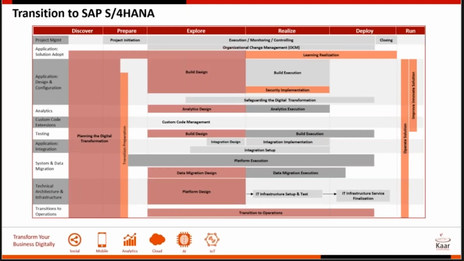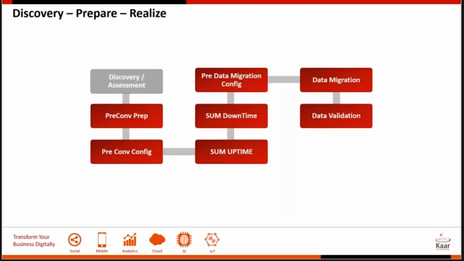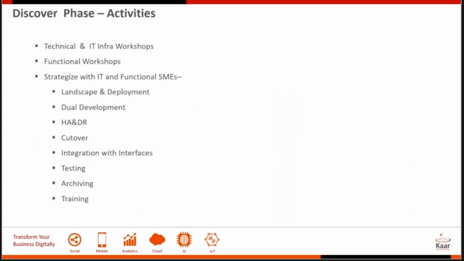So how is this accomplished? Primarily, you'll need to have workshops. As service providers, we have workshops with the customer, both functional, technical, and infra workshops. And then we strategize on a number of things. How is the landscape going to be during the project and after the project? Where are you going to deploy your S4 landscape?